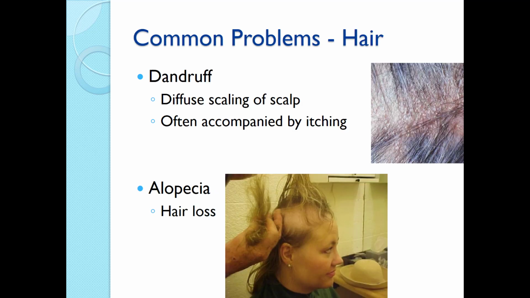You can also see patients with dandruff issues, just kind of chronic diffuse scaling of the skin on the scalp there. A lot of times can have some itching on the scalp accompanying that. Pictures of the alopecia, the hair loss that can be due to complications of treatment therapies.